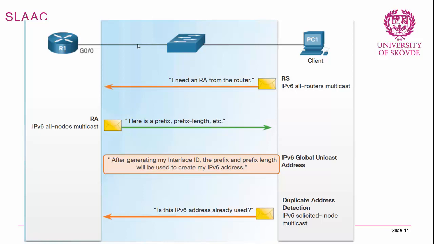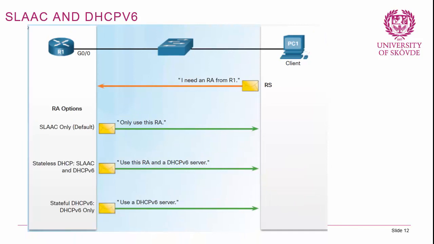So there is still a use for DHCP, as an alternative to this SLAAC process. You can use DHCP version 6 in different ways. So you can use it either stateless or stateful. The process is still the same, that the client, whenever it comes along, is going to send this router solicitation message and say that it needs a router advertisement. But actually you can configure the router to send one of three different router advertisements back.